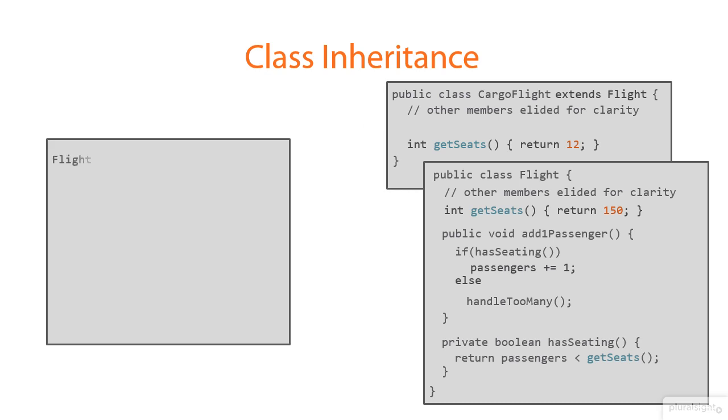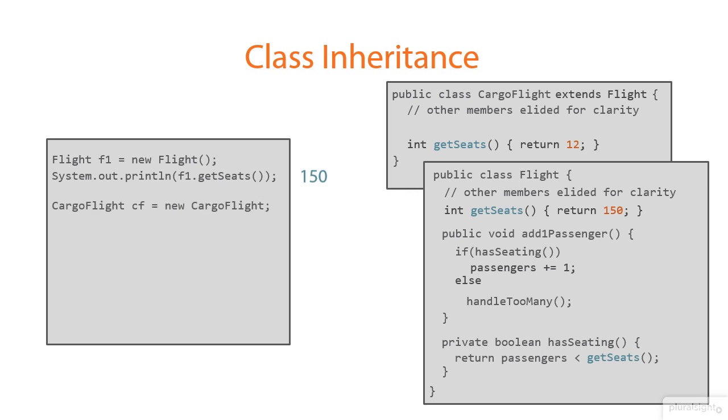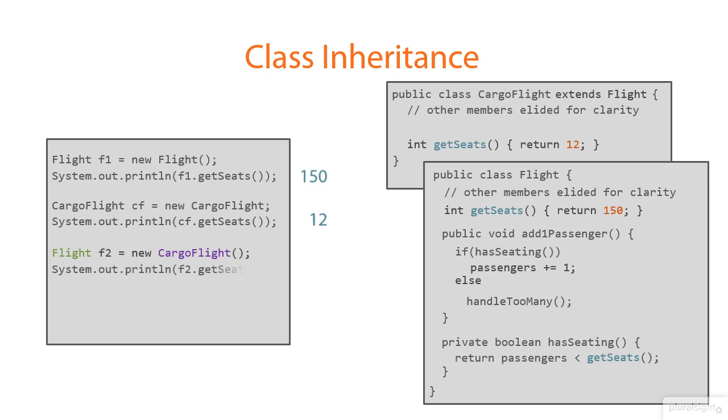So now if we work with this, we have our flight reference F1 assigned the value of a new flight instance. Of course, when we print out getSeats, it's going to print out 150. If we have a cargo flight reference CF pointing to a new instance of cargo flight, when it prints out getSeats, it will print out 12. But here's where we see the difference. If I now have a flight reference called F2 assigned to a new instance of cargo flight, when we call getSeats, because the getSeats method from cargo flight overrides the getSeats method from flight, we will now get the appropriate value of 12. So the method in the derived class has overridden the base class method.